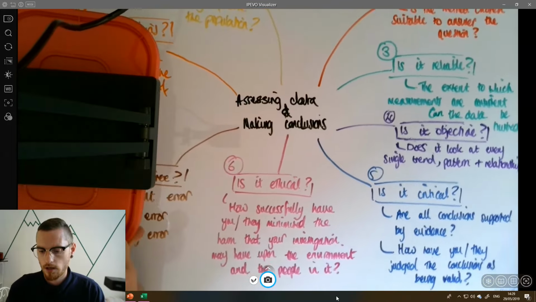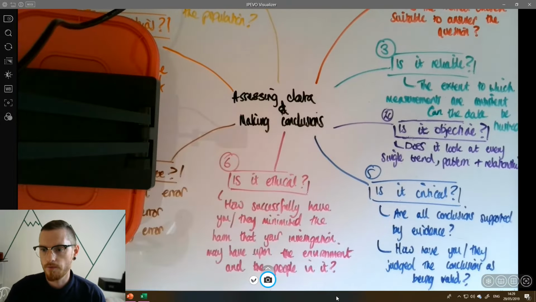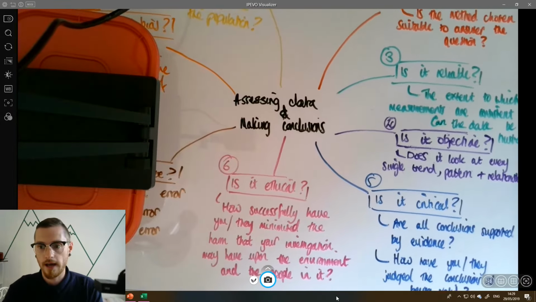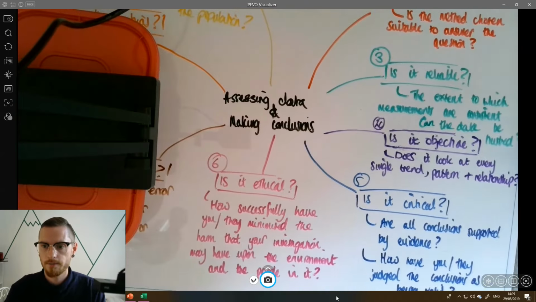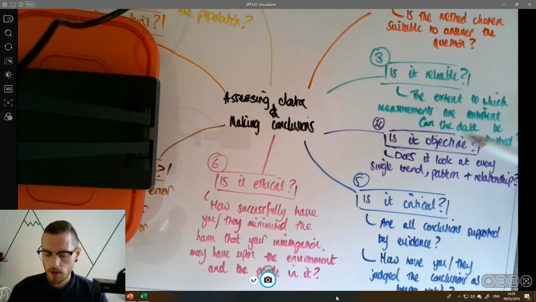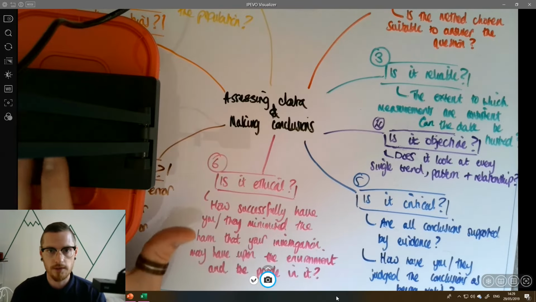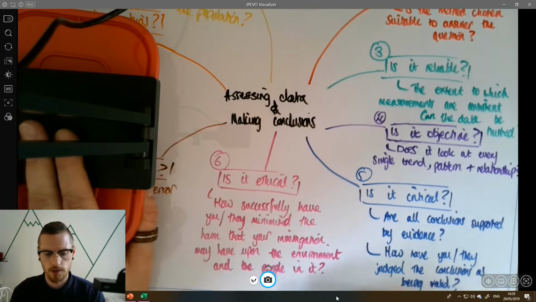when we're looking at our conclusions or evaluations, or we're looking at the unfamiliar fieldwork, is it objective? So what we mean by that, does it potentially look at every single trend, pattern, and relationship? That would mean we have objectivity, that they haven't, or you haven't, missed out looking at particular trends, patterns, or relationships within your data, results, and conclusions.